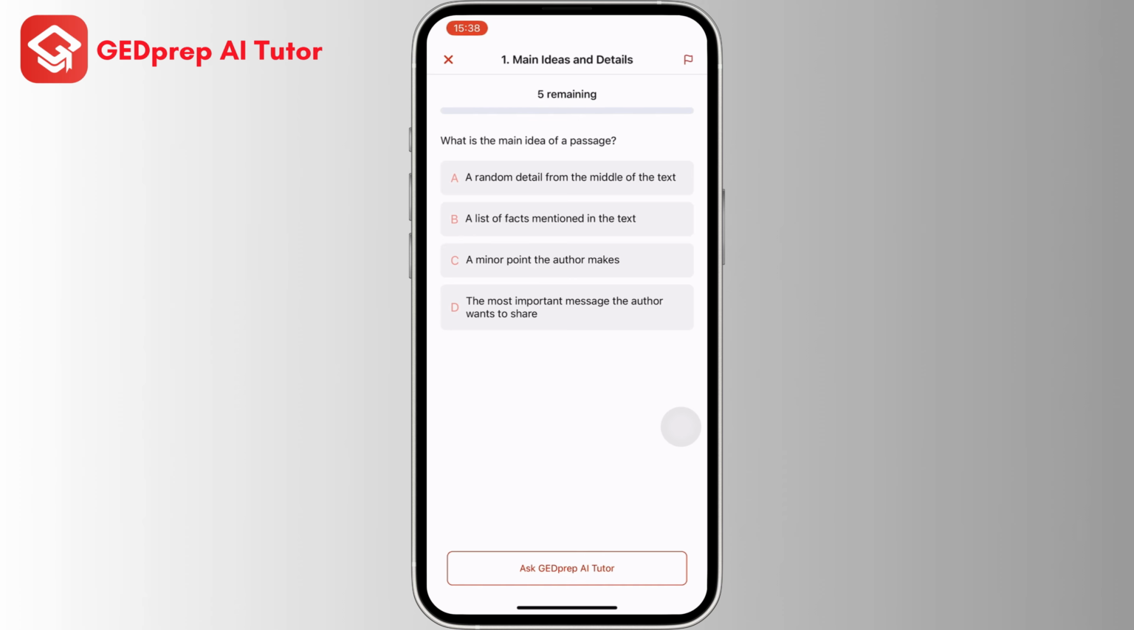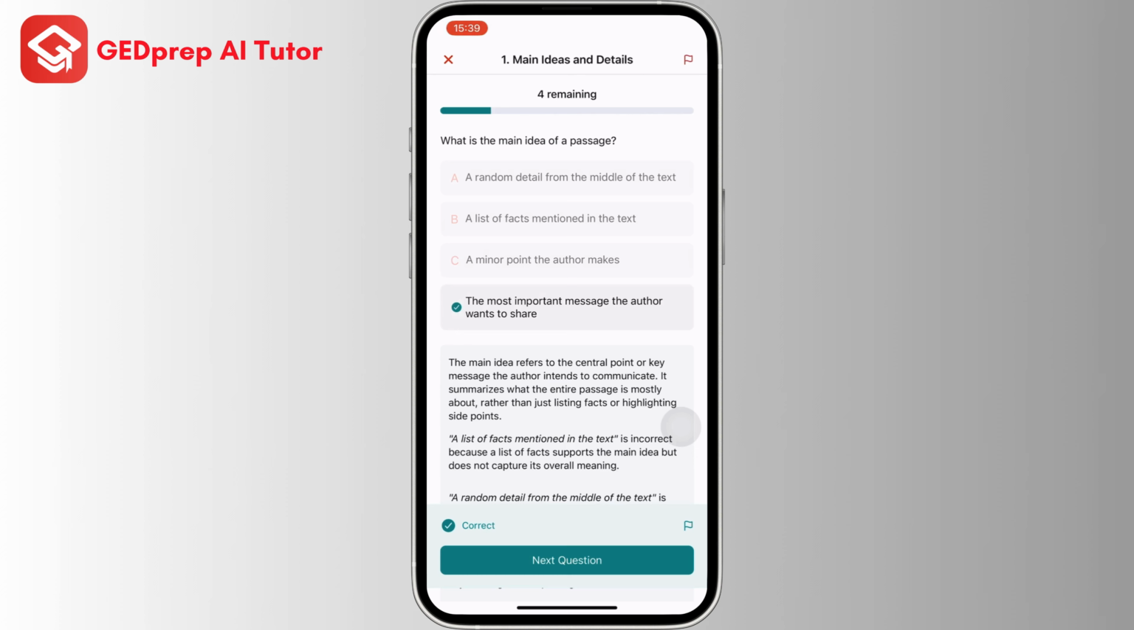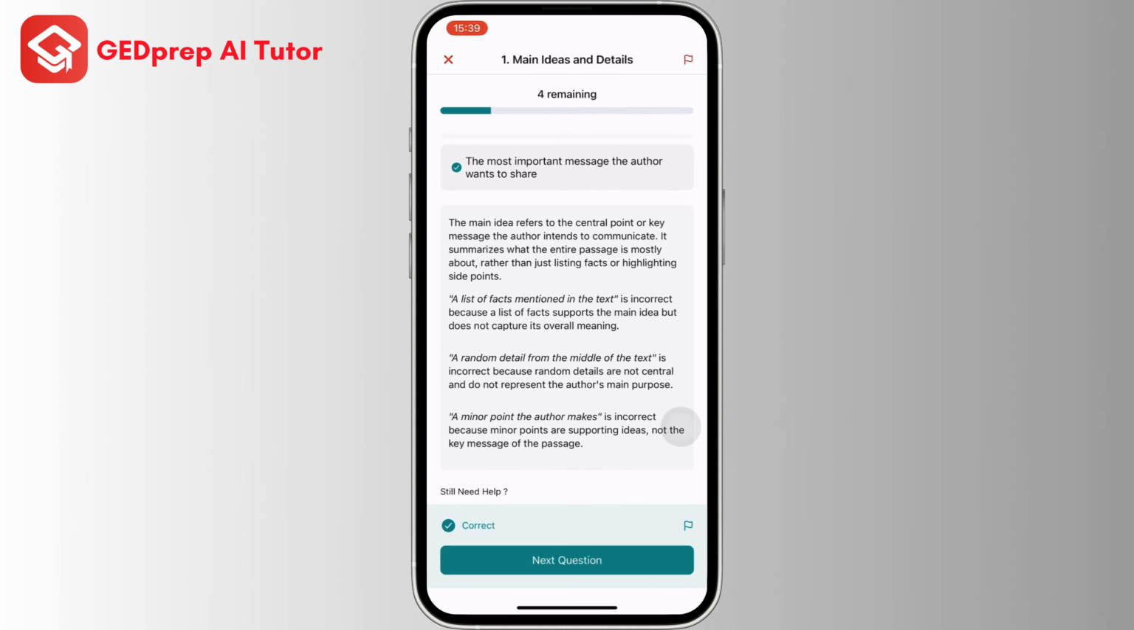The correct answer is the most important message the author wants to share. Explanation. The main idea is the central message the author wants to communicate. It's what the entire passage is mostly about, not just a list of facts, a side point, or a random sentence. Supporting details and examples help explain the main idea, but the main idea itself is the big picture that ties everything together.